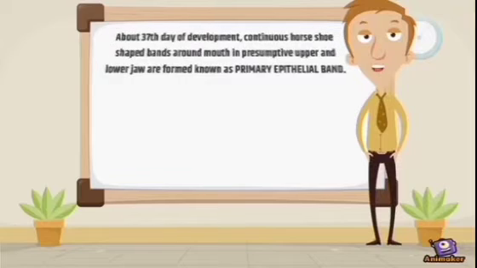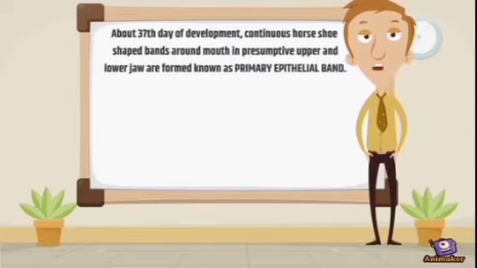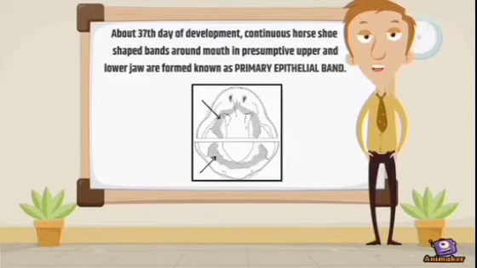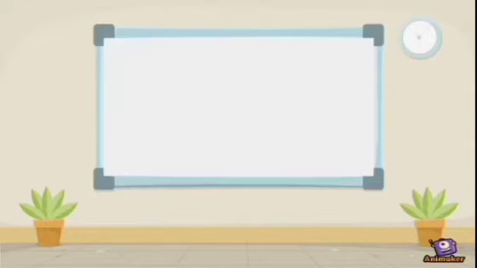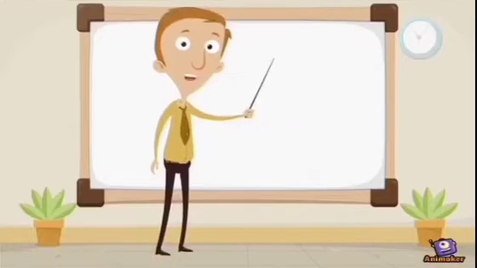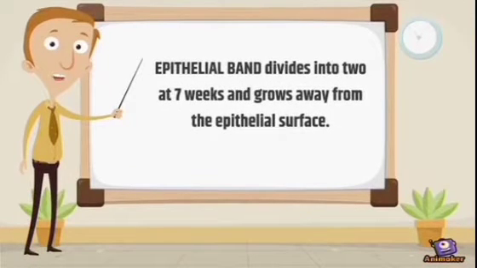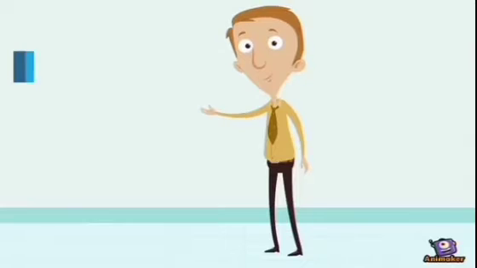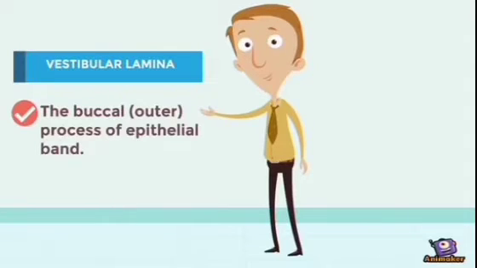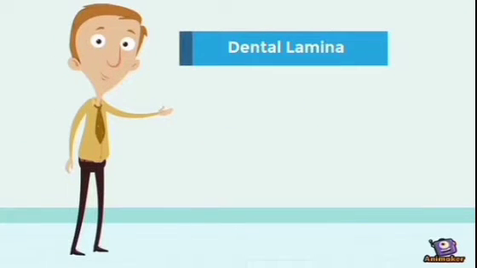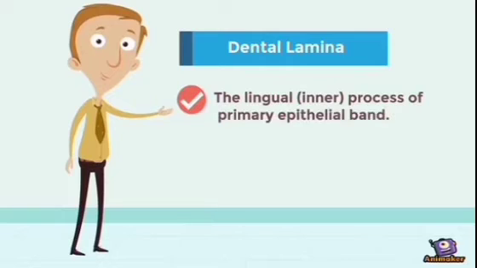About the 37th day of development, continuous horseshoe-shaped bands around the mouth in the presumptive upper and lower jaw are formed, known as the primary epithelial band. The epithelial band divides into two at 7 weeks and grows away from the epithelial surface. Vestibular lamina, the buccal or outer process of the epithelial band. Dental lamina, the lingual or inner process of the primary epithelial band.